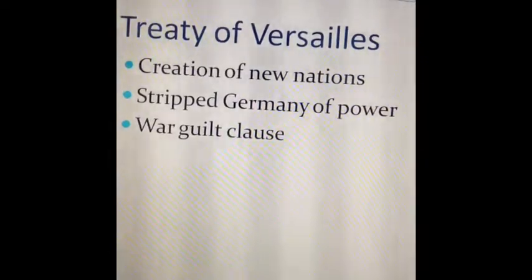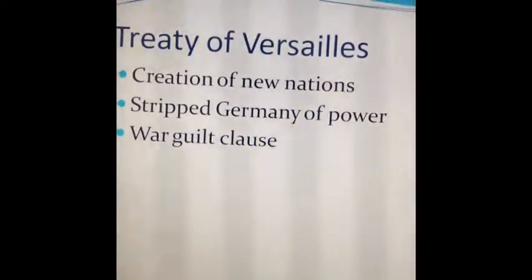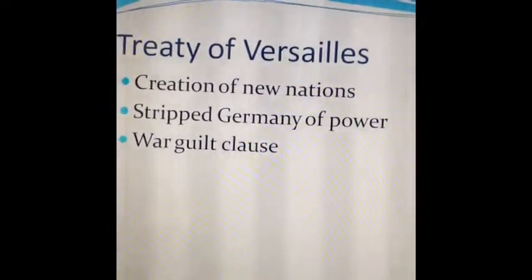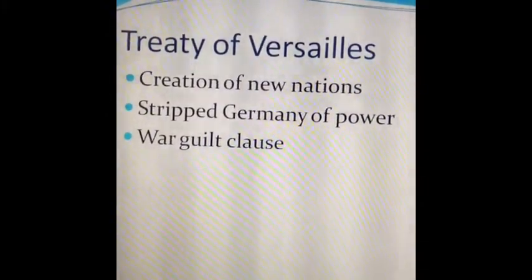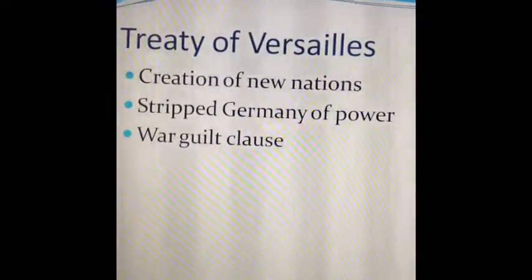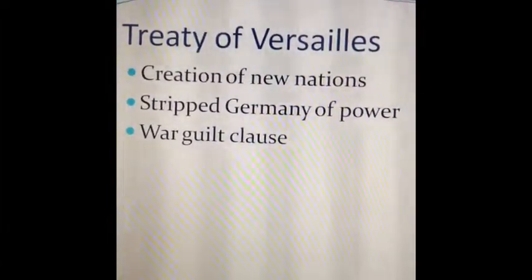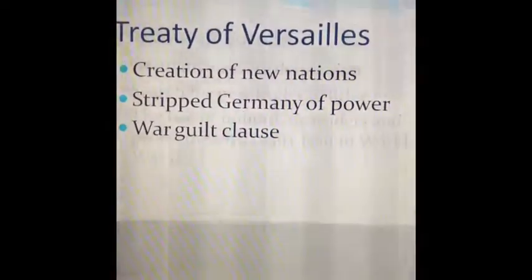On June 28, 1919, the Big Four and the leaders of the defeated nations gathered at the Palace of Versailles to sign the Treaty of Versailles. This led to the creation of new nations, and it also stripped Germany of its power. The War Guilt Clause forced Germany to acknowledge that it was responsible for World War I.